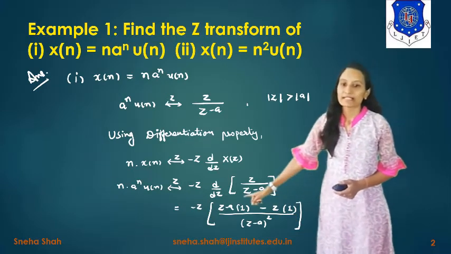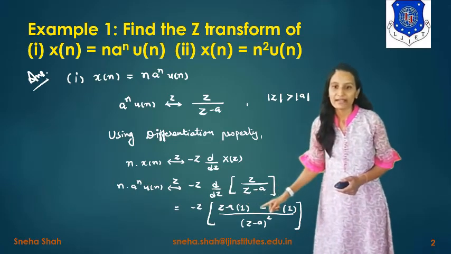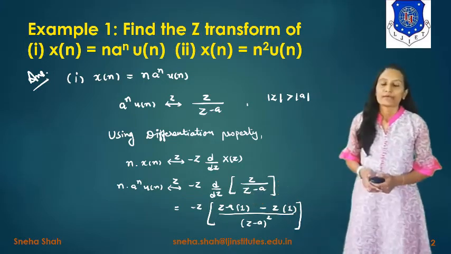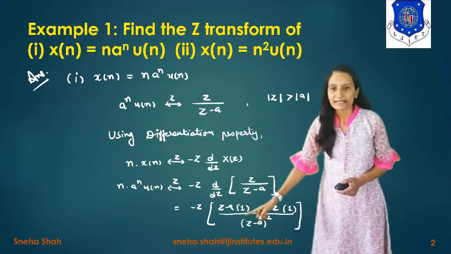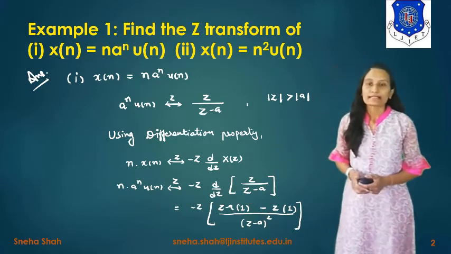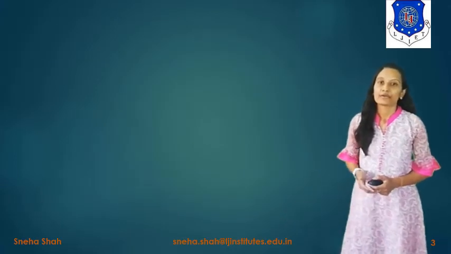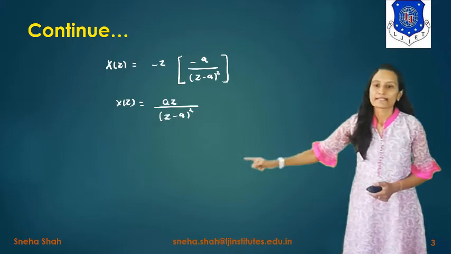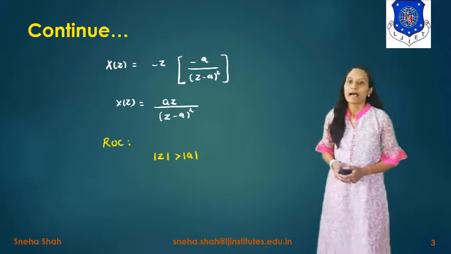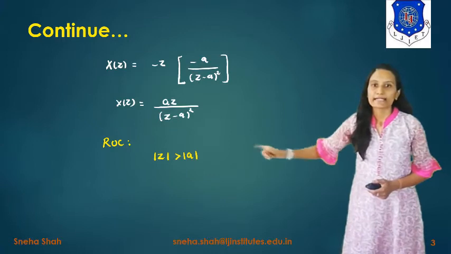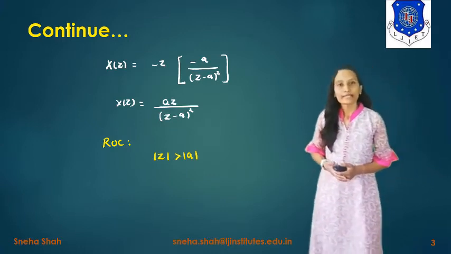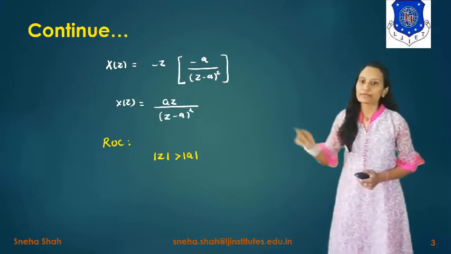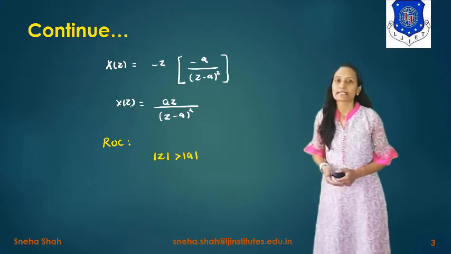Now simplifying this term, you can see that z minus a minus z into 1, meaning z, so z will be cancelled out and this term will be converted in the form of minus a into minus z. It means az upon z minus a whole square. So the final value of x of z equals az upon z minus a whole square. And the ROC equals mod z greater than mod a, because if we do the differentiation, there will be no change in the ROC of the previous one. So the final ROC is mod z greater than mod a.